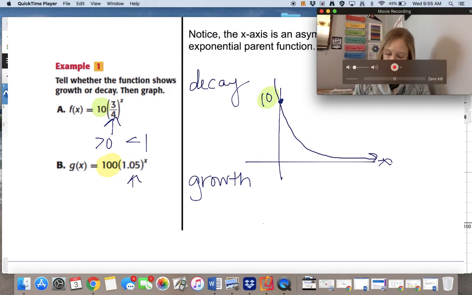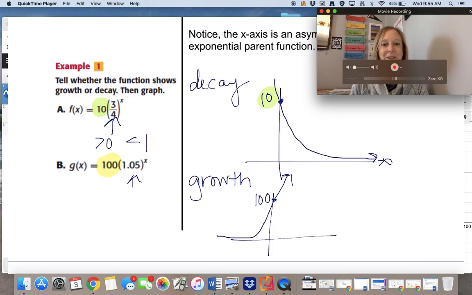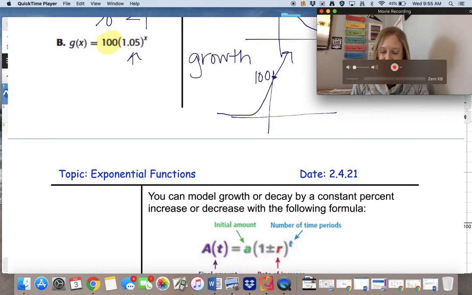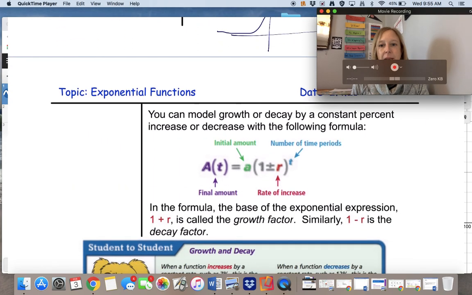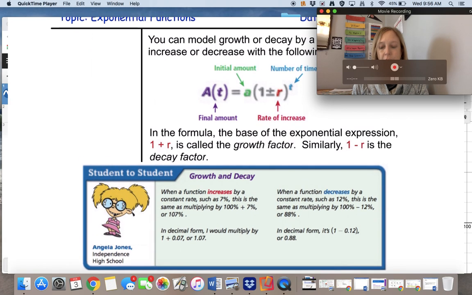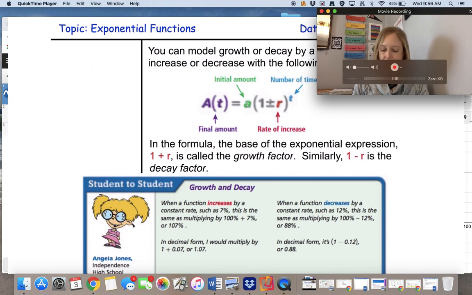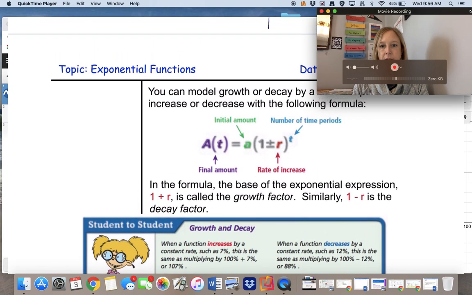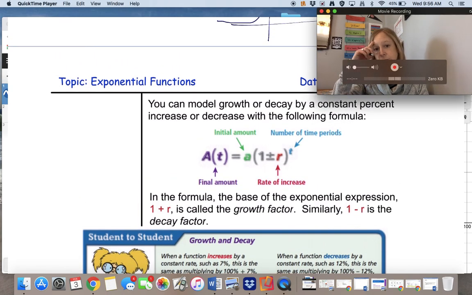Okay, so sketch, y-intercept is 100, and it's going to go up from there. Not my best sketch, but you get the idea. All right, so the main application we're going to look at, and the one we'll look at first for our exponential functions, is looking at percent increase and decrease. And we can model that with this formula.